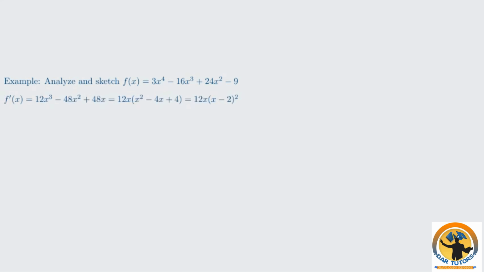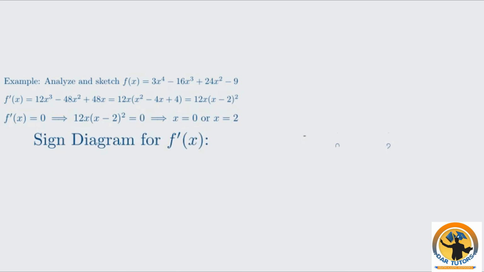The first derivative is 12x cubed minus 48x squared plus 48x. Factoring out 12x gives us 12x times x squared minus 4x plus 4, which simplifies to 12x times the quantity x minus 2 squared. Setting this to 0 gives us stationary points at x equals 0 and x equals 2. Now, let's classify these points using a sign diagram for the first derivative.